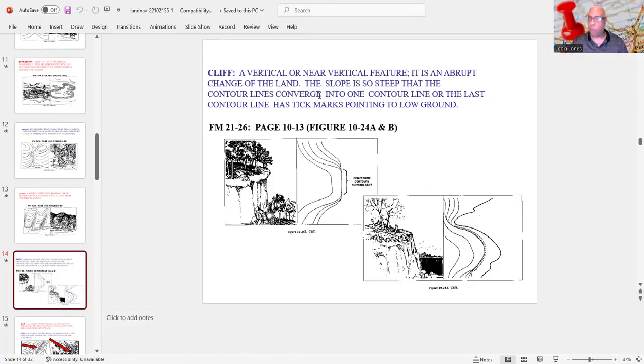Again, it's almost a vertical feature, or it could be a vertical feature. And you look at the abruptness in the change of land. Walking, and then all of a sudden you go down. It is steep. Contour lines converge into one contour line. The last contour line has tick marks pointing to the low ground. This is what they're talking about right here. This is a contour line, tick marks pointing to the ground. See the abrupt change of land mass.